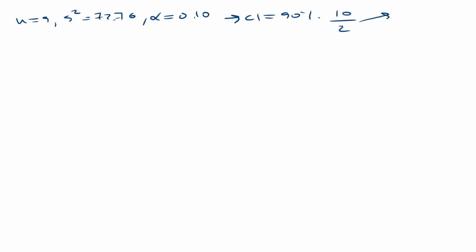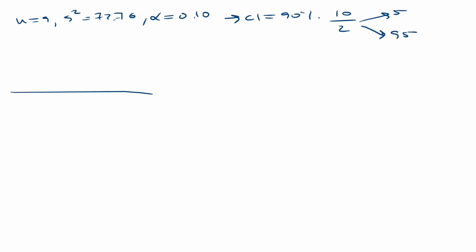Let's say now we have n equals 9. The sample variance is equal to 72.76. And the significance level is equal to 10%. So again, it's 1 minus that. So we know that the confidence level is 90%. To find the values, we're going to divide the significance level by 2, and we're going to get the left part. So 10 divided by 2 is 5, and the other one is 95.